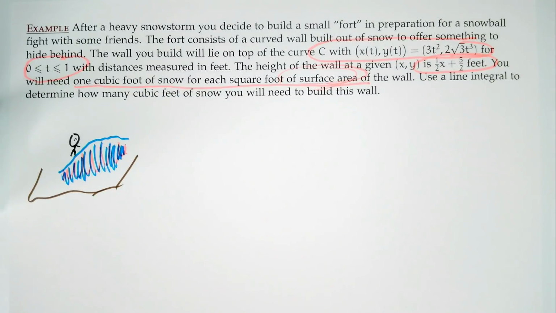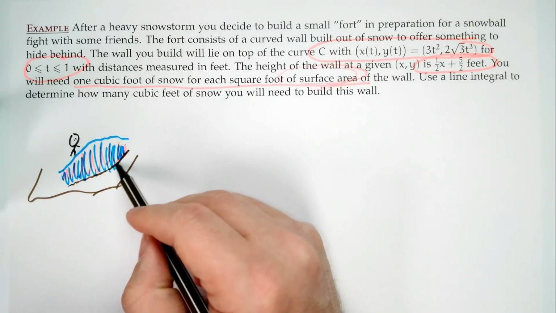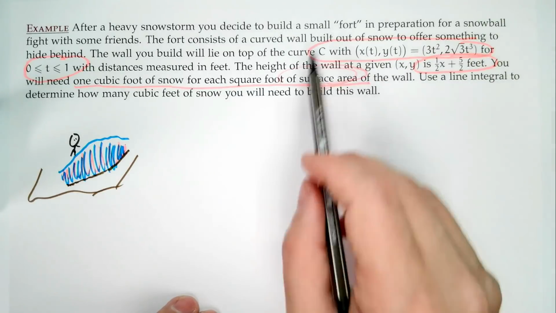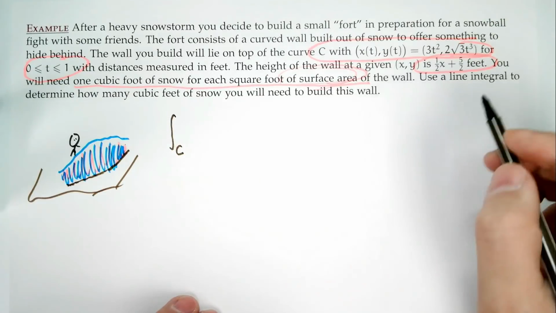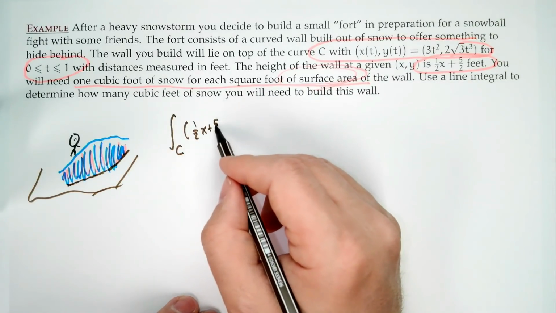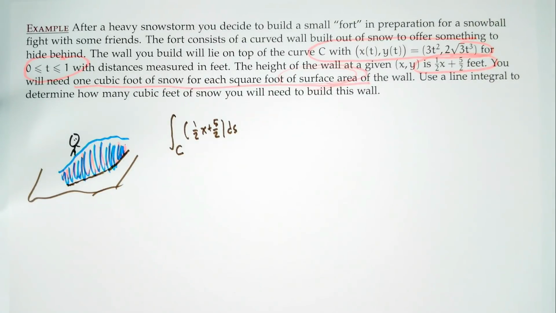Okay, well, how do we do it? Well, it tells us use a line integral. All right, well, what line integral? Well, we need to know the following. We have to know this curve, that's the bottom of our pyramid. Well, sorry, not our pyramid, our fort, our wall. That curve is here. So we're going to take the integral along the curve of what? Well, the height. So 1/2 x plus 5/2 ds. Whatever that turns out to be, that's our answer. All right, so we now know what we need to compute. Now we have to compute it.